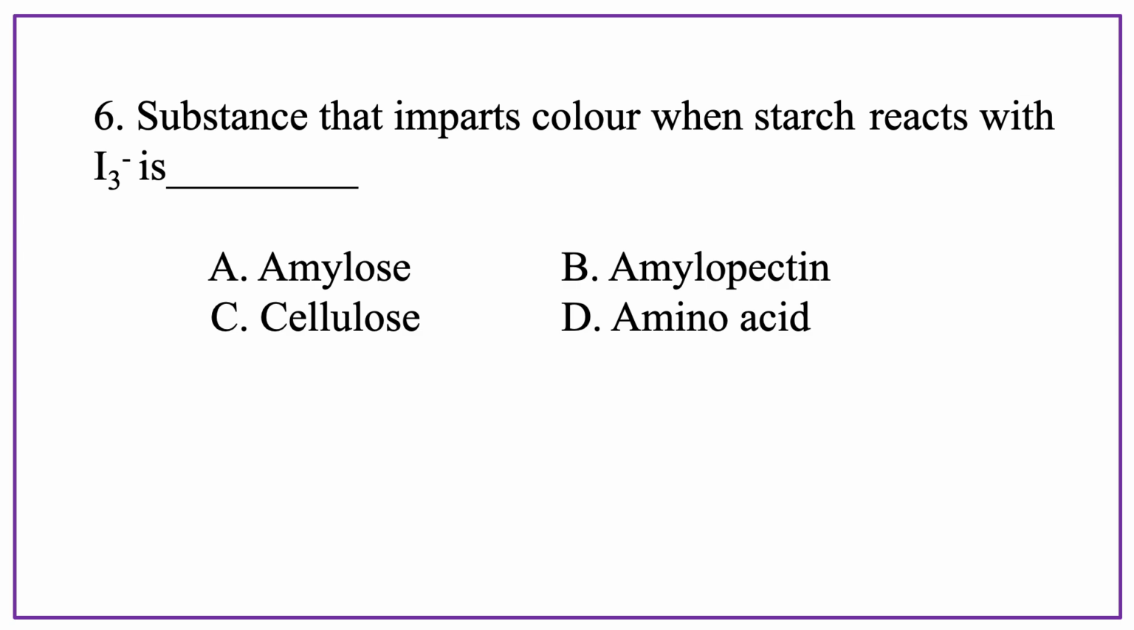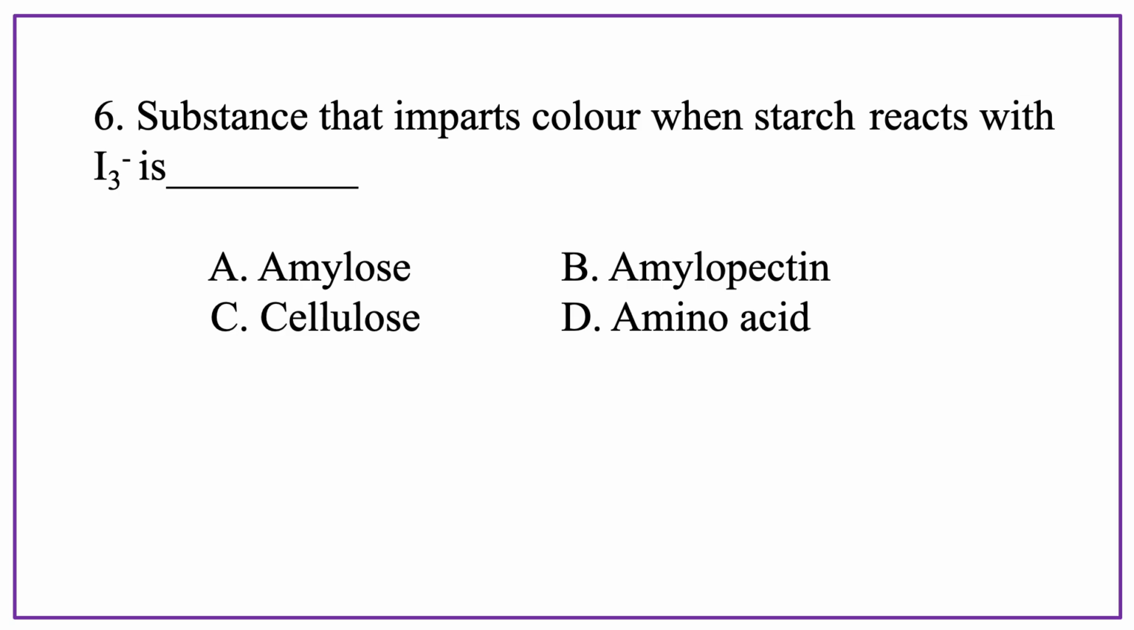Next question. The substance that imparts color when starch reacts with I3 minus is amylose, amylopectin, cellulose, or amino acid. Now, whenever we are doing the iodimetry or iodometry titration, we use starch as an indicator, and we add this to the iodine solution, which is yellow in color, and on adding starch we get blue color. Then it is titrated with sodium thiosulfate till it becomes a colorless solution.